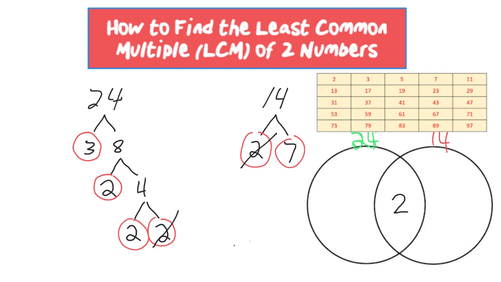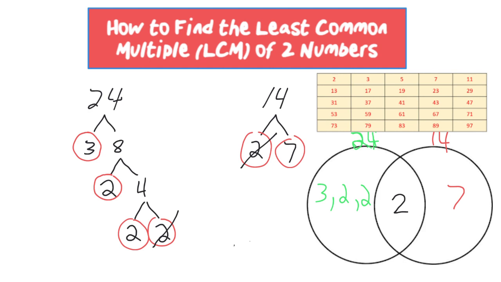All right. Do they share anything else? No, they do not. 24 has a 3, another 2, and another 2, and 14 has a 7. And so what we're going to do is place those factors in their respective circles. I have a 3, I have a 2, and 2. And then for 14, what I have left after the shared factor of 2 is just the 7.